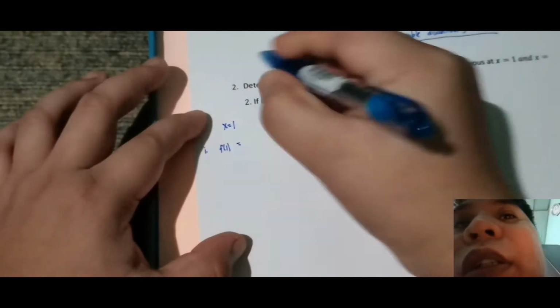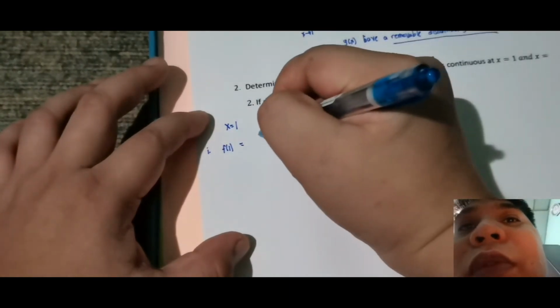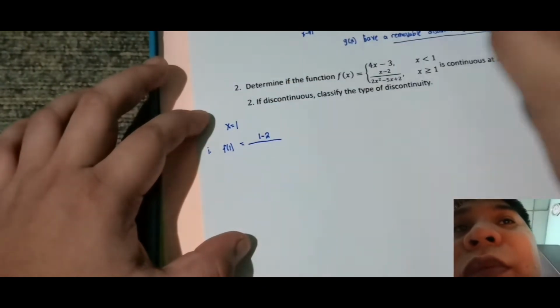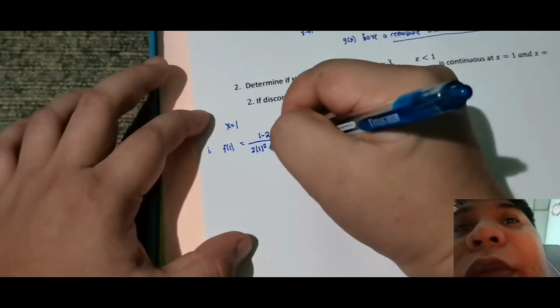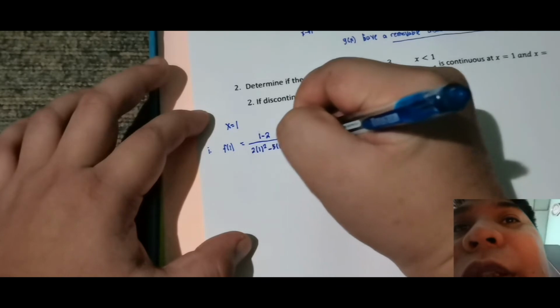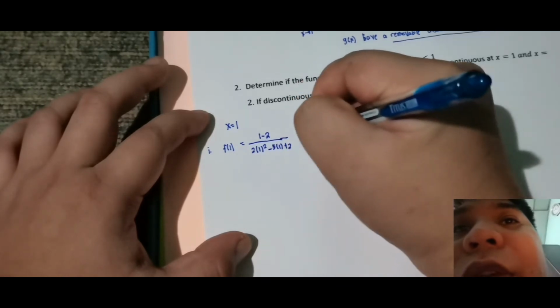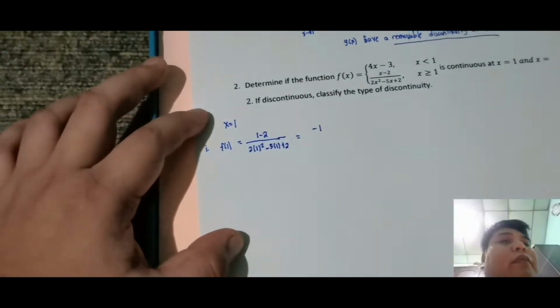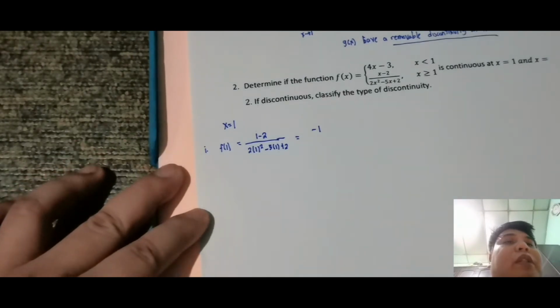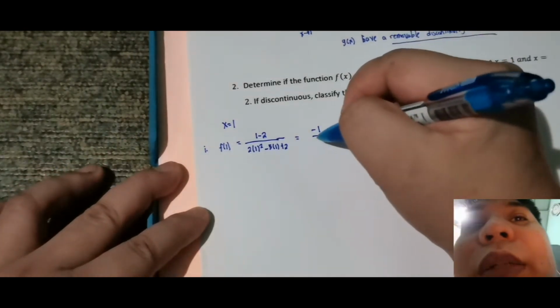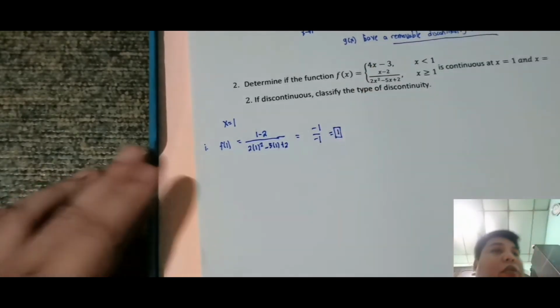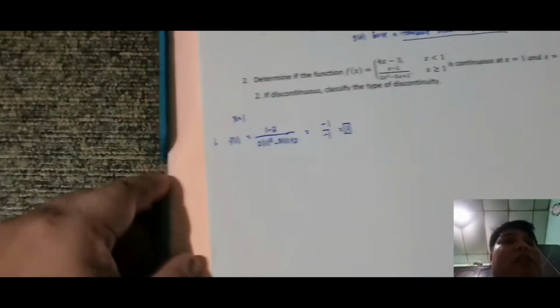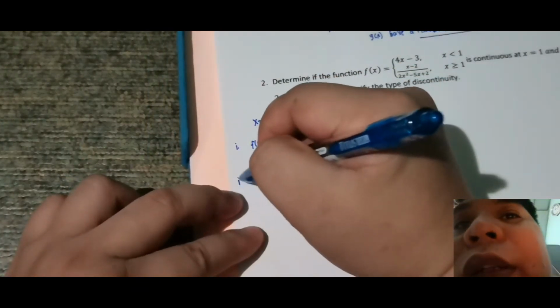So, test 1. f of 1 is equal to 1 minus 2, all over 2 times 1 squared minus 5 times 1 plus 2. Okay, so this is equal to negative 1 over 2 minus 5 is negative 3 plus 2 which is equal to negative 1, which is equal to positive 1. So may value. Okay, next kunin natin yung limit niya.